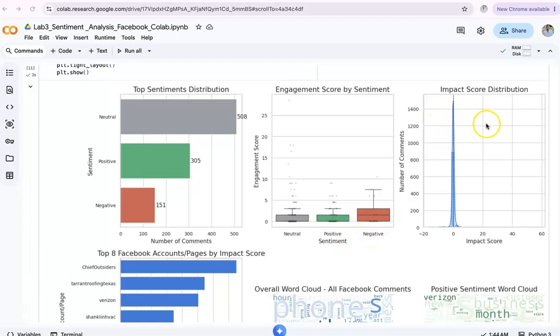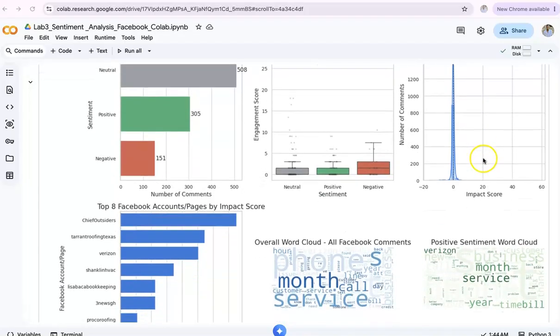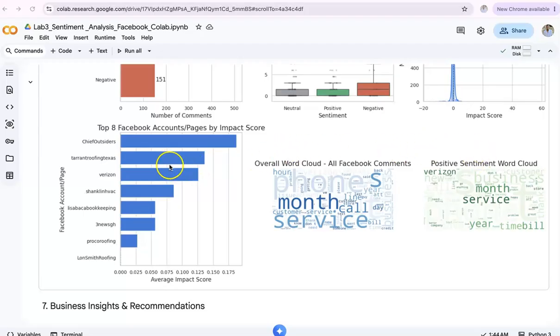The third visualization I have is the impact score distribution. So this histogram shows that most impact scores are close to 0, as we can see. This just means that many comments have limited overall impact. However, there are a few outliers on both the positive and negative side. So this shows why impact scores are useful. It helps identify the comments that matter the most instead of treating every comment equally, because we might have some comments that are not that useful.